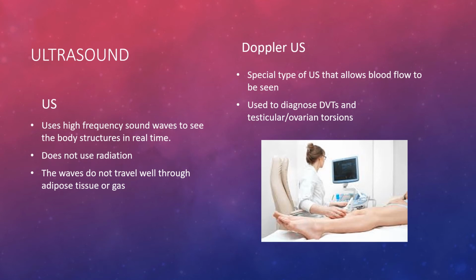is directly behind it. And then Doppler ultrasound, a special type of ultrasound that allows blood flow to be seen. It's used to diagnose things like deep vein thrombosis, so blood clots, and testicular or ovarian torsions. These would usually be used in a specialty setting or somewhere like the ER.